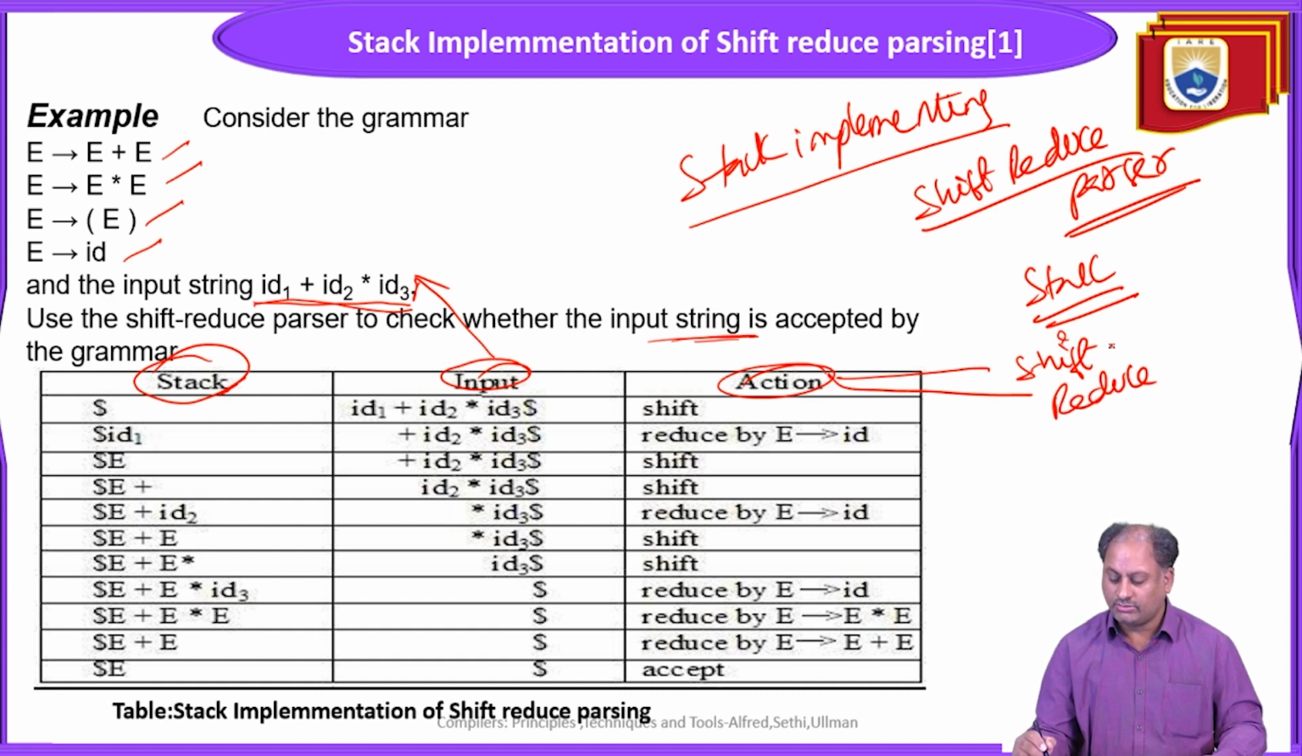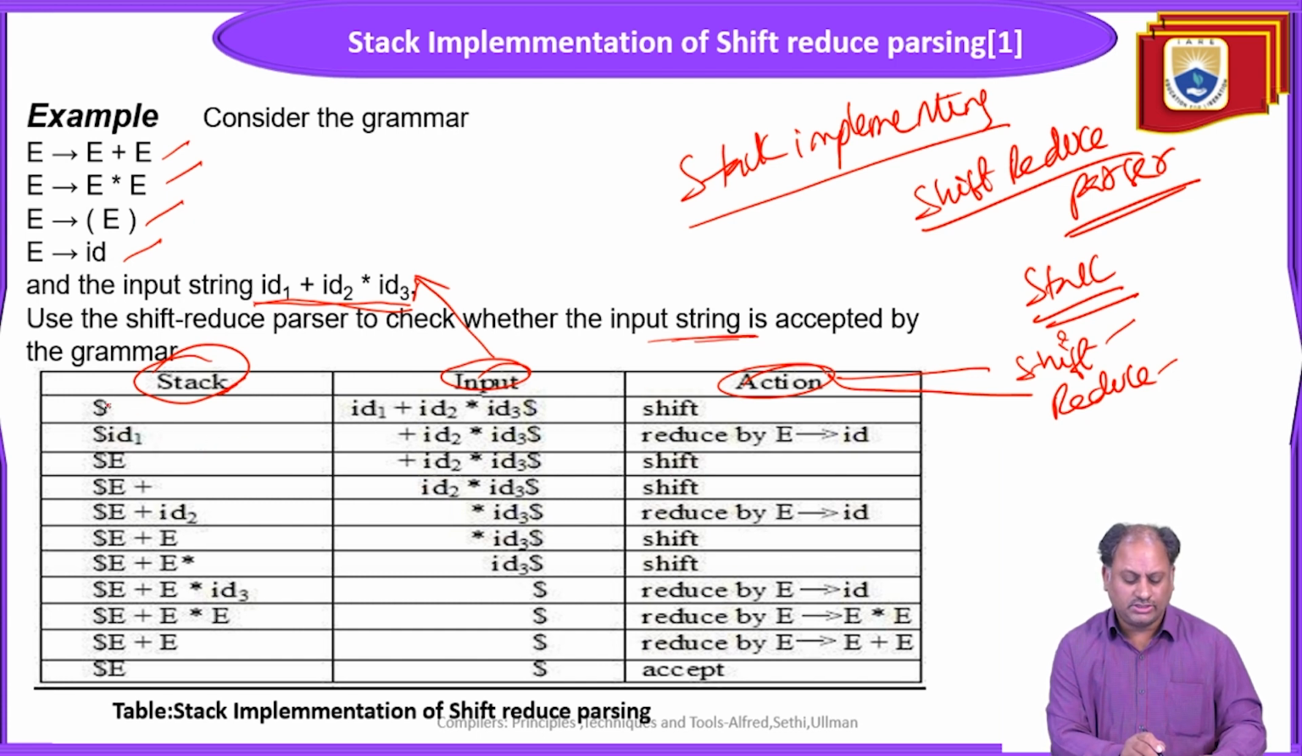Shift action means you have to move the symbol to the stack side. Reduce means the corresponding substring which matches a production is to be replaced with that production's non-terminal. So how this works, we will see in this example.